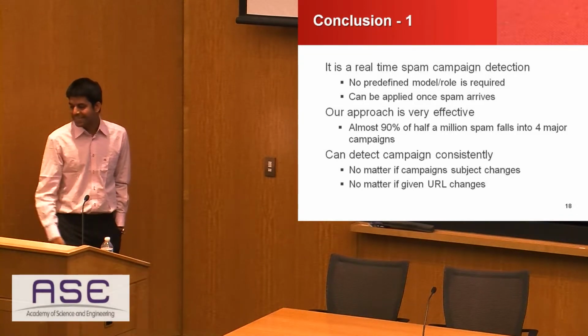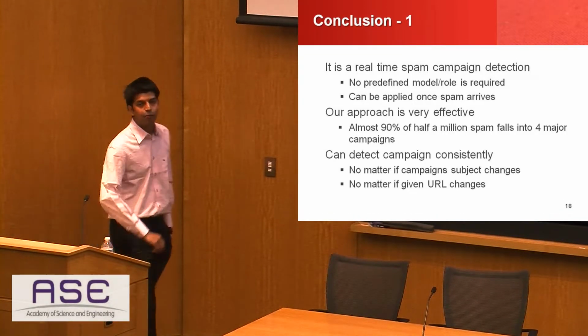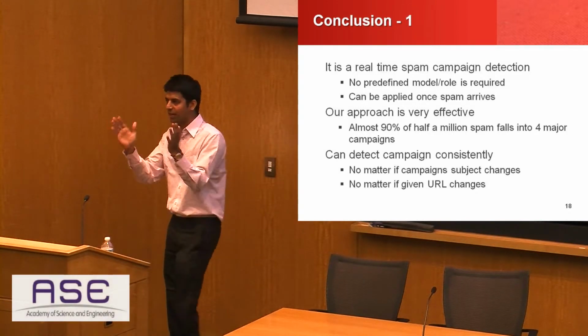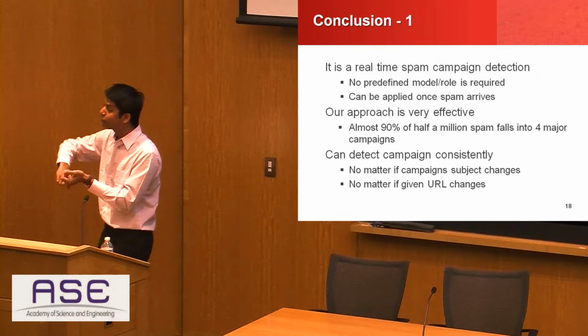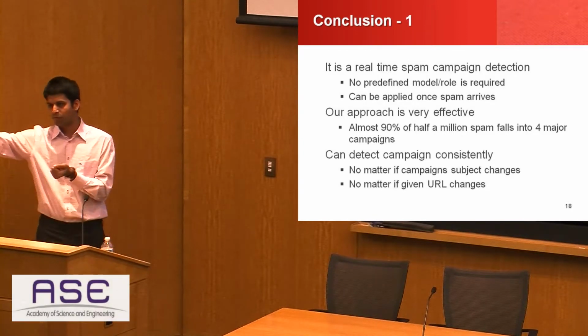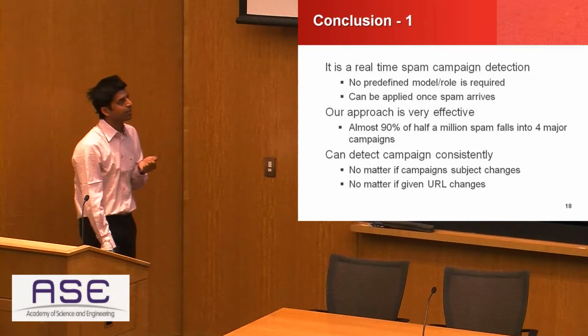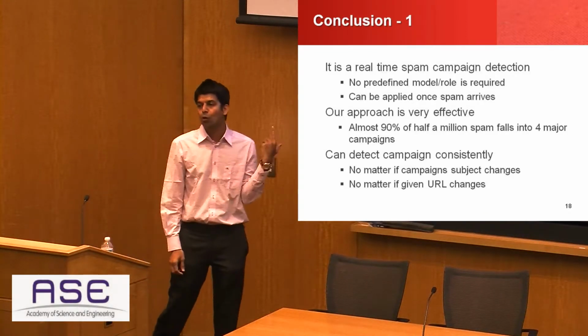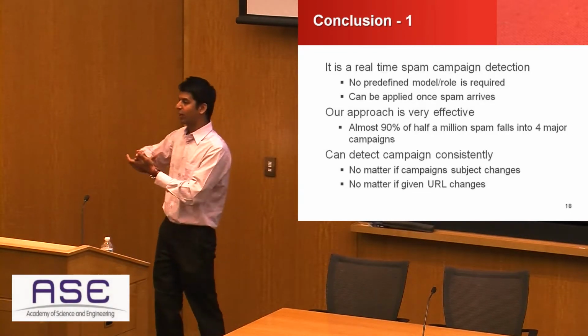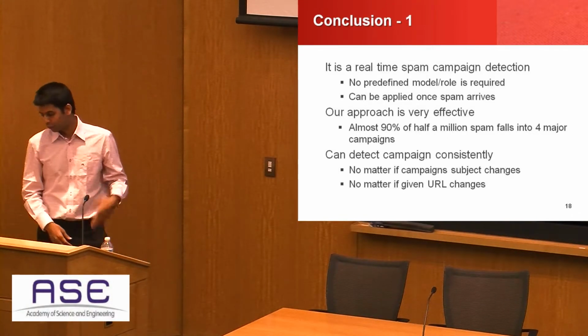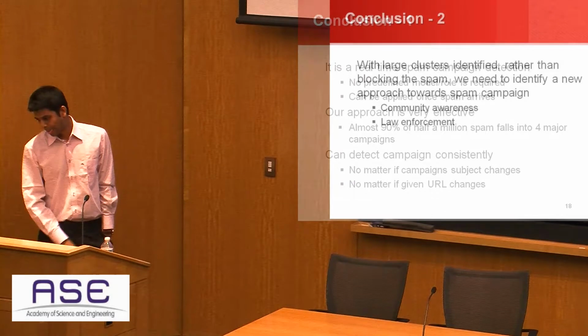And it can detect the campaign consistently, as I have already mentioned. Even if the spammer changes their URL, it doesn't matter, because eventually it will point to their original website, so it can be detected easily. And even if they change their subject, because we are matching the subject once we find the redirected URL in level 2, it can be applied as well.